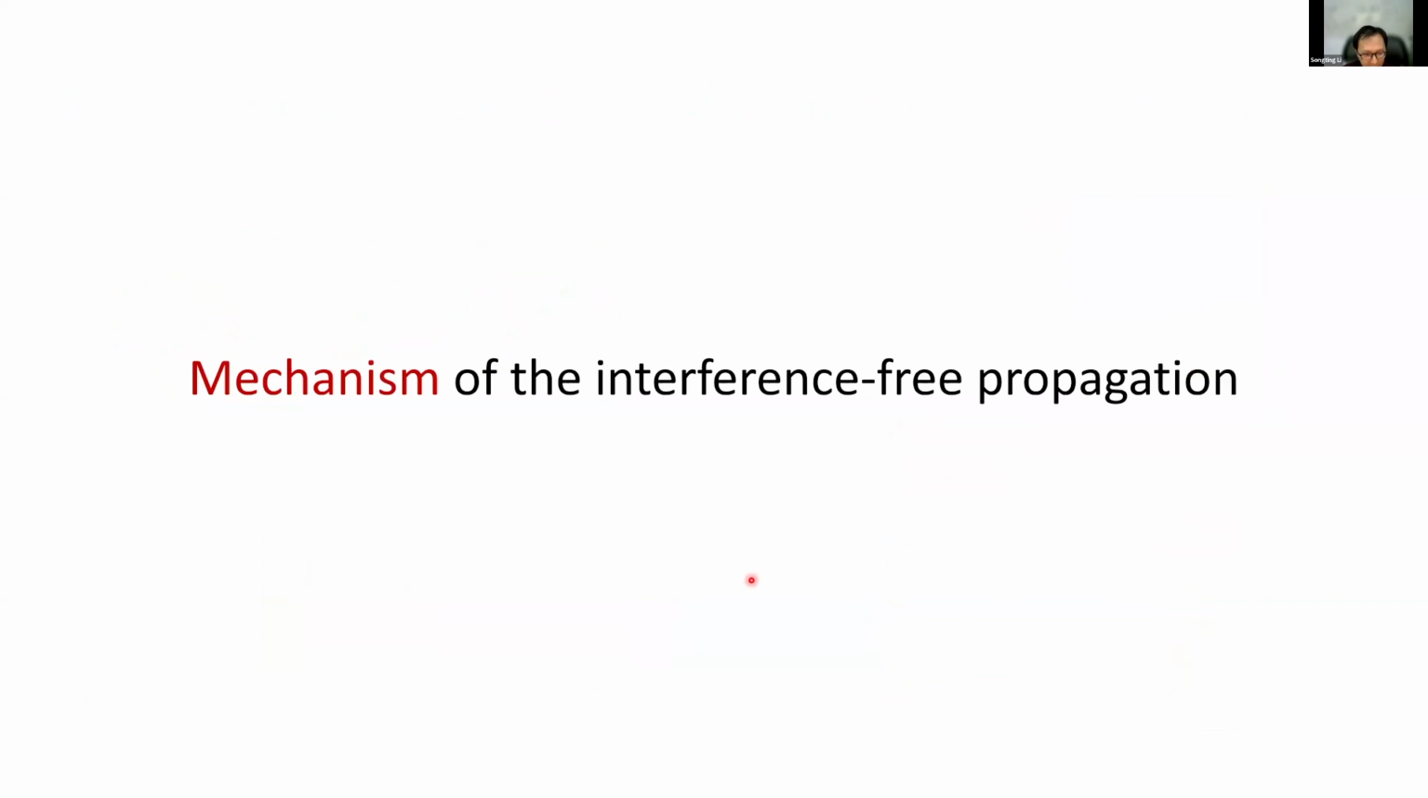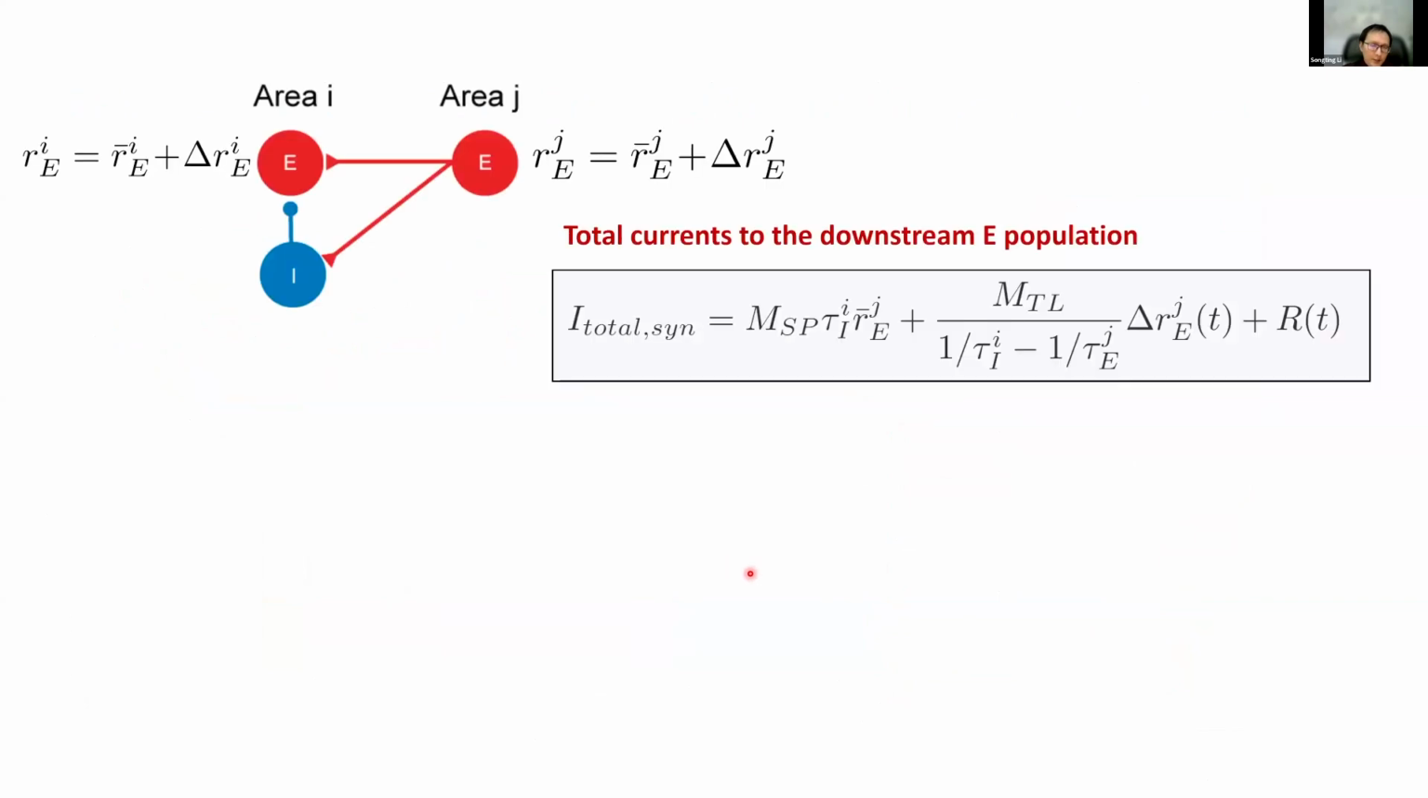But can we understand more about the mechanism? What's the physical intuition about this regime we have previously identified? So actually, we can understand the picture by going back to this very simple motif. We have one upstream E projecting to downstream E and I.